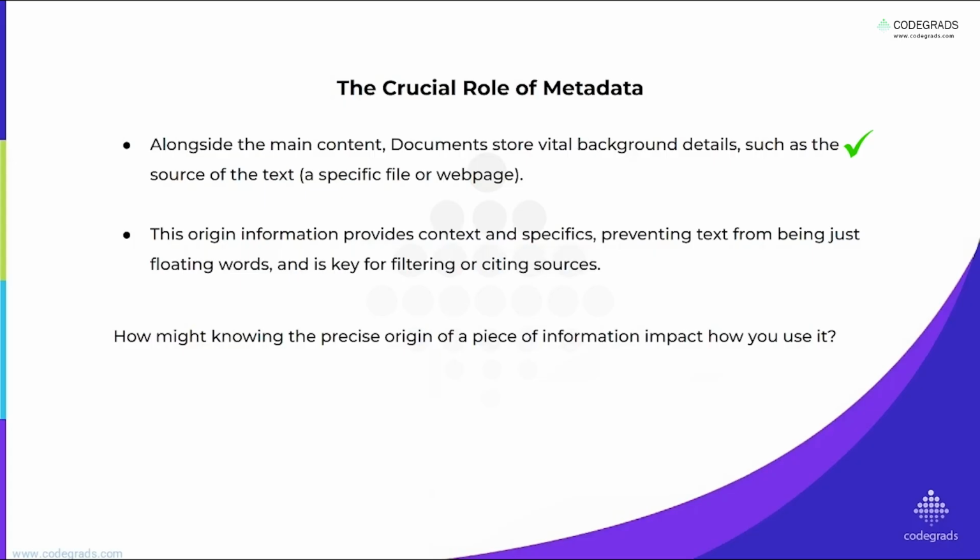Alongside the main content, documents store vital background data such as the source of the text, as we have discussed, whatever may be the source of the text, the URL of the file or web page. This origin information provides context and specifics, preventing text from being just floating words, and is key for filtering or citing sources. It is basically useful for filtering or ranking documents. We can improve search and retrieval by using the metadata.